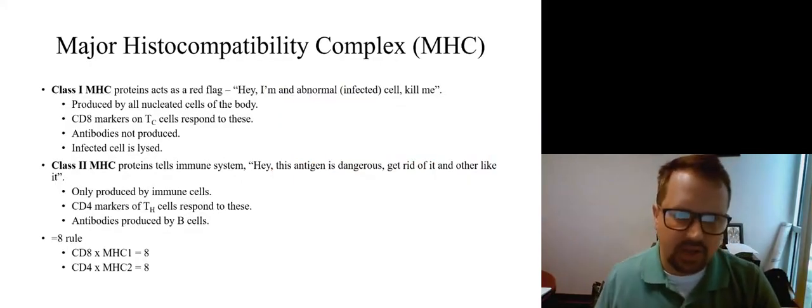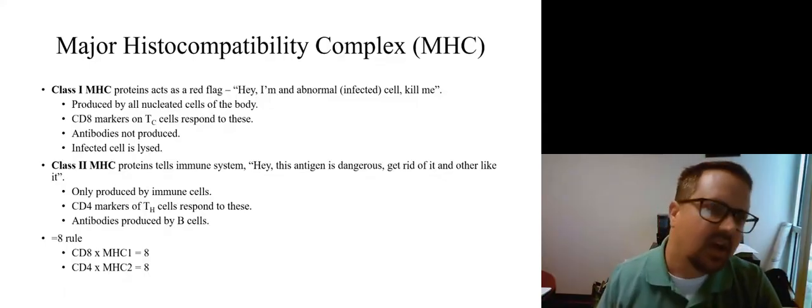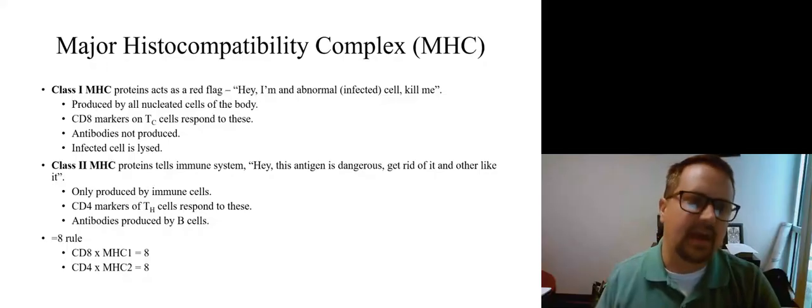Now, there are class 1 and class 2 MHCs. I want you guys to know these. Class 1 MHC is made by all nucleated cells. They bind to any cytotoxic T cell, I apologize, that has a CD8 marker on it. MHC1 goes with a CD8 marker. Antibodies are not produced, the infected cell is destroyed.